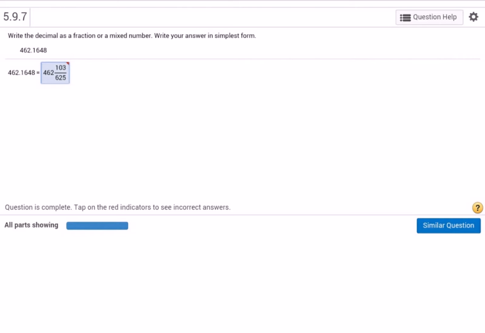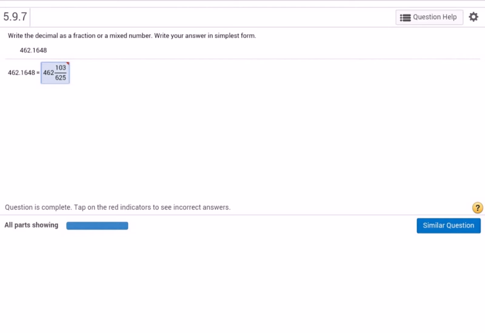Write a decimal as a fraction or a mixed number. Write your answer in simplest form. So that means we want to reduce it. So we're going to write it as a fraction or mixed number. So let's look at what we have here.